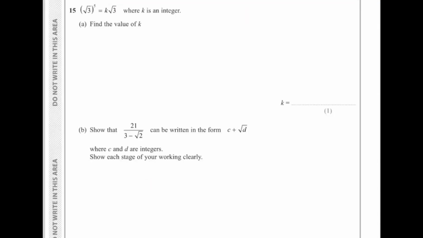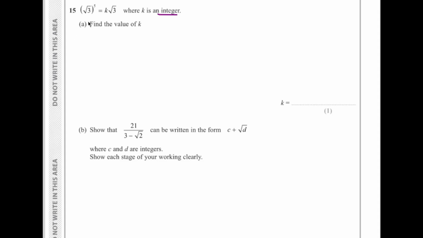Question 15. Root 3 to the power of 5 is equal to k times root 3, where k is an integer. Integers are the whole numbers, negative, positive, and 0 also included. So find the value of k. If you try to apply the calculator, it will give the answer as a decimal one. So you should know how to use the calculator as well.